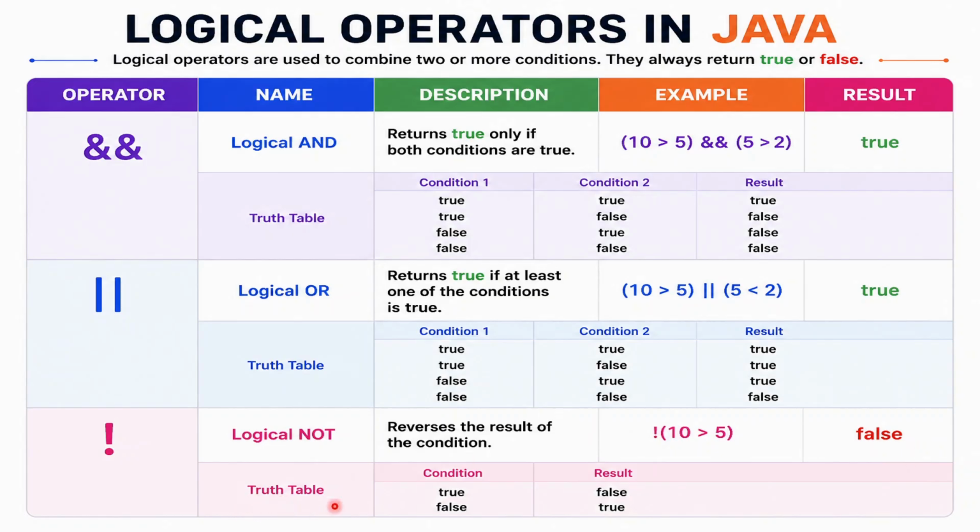Let's see the truth table. This is the condition and this is the result. If it is true, it will make it false. If it is false, it will make it true.